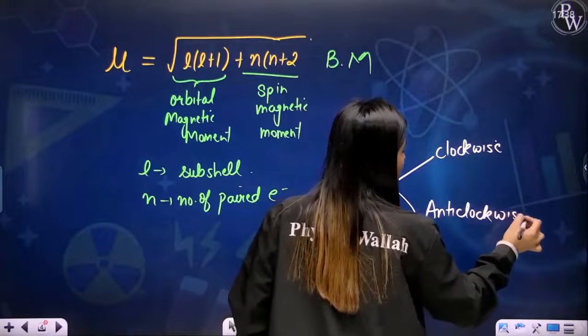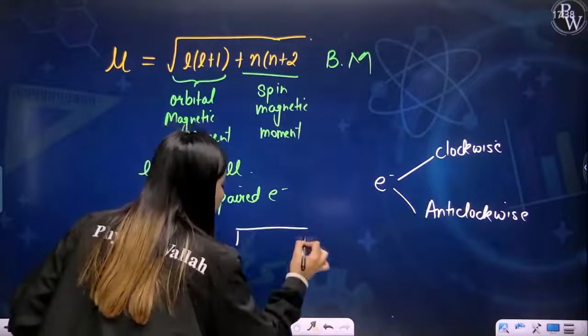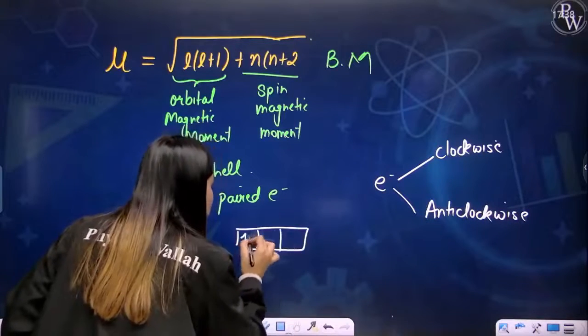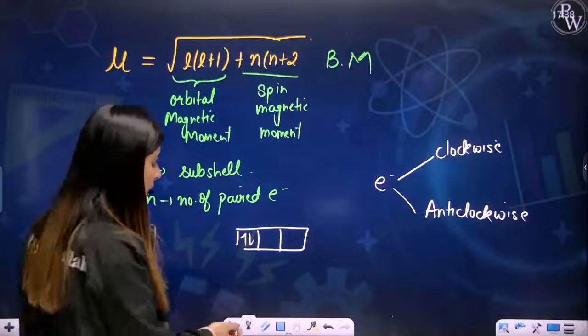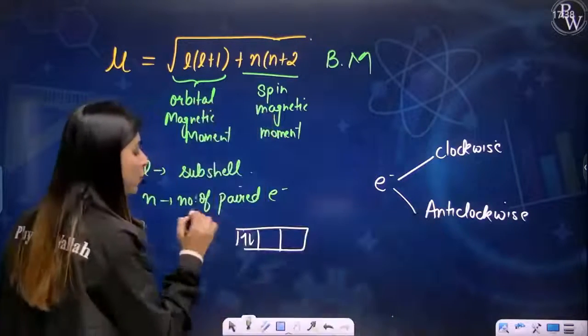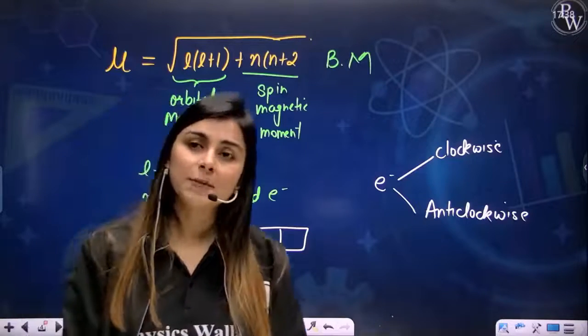Right? Perfect. And you know that in an orbital, a maximum of 2 electrons can exist. Maximum of 2 electrons can exist, and one will have your clockwise and one will have your anti-clockwise spin.